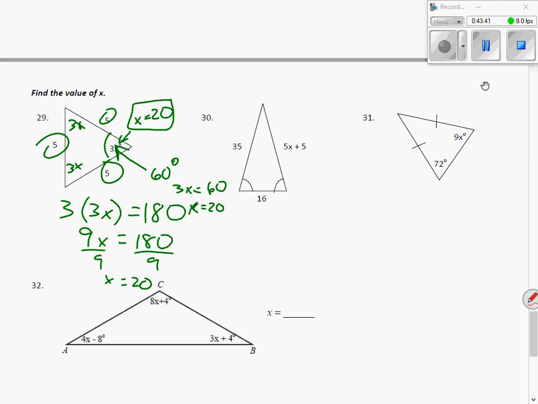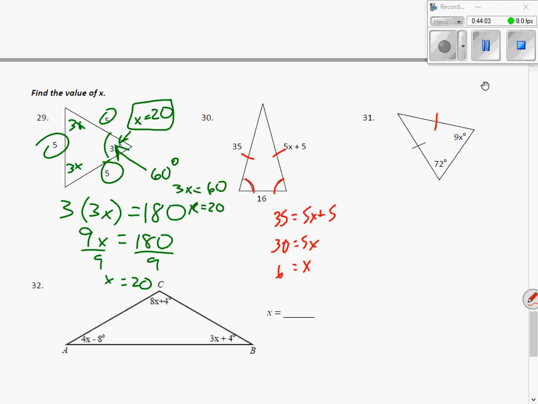This one is an isosceles. I know it's isosceles because the base angles are the same. And if they're the same, so are the legs. So if the legs are the same, 35 is equal to 5x plus 5. Subtract 5. Divide by 5. x is 6.